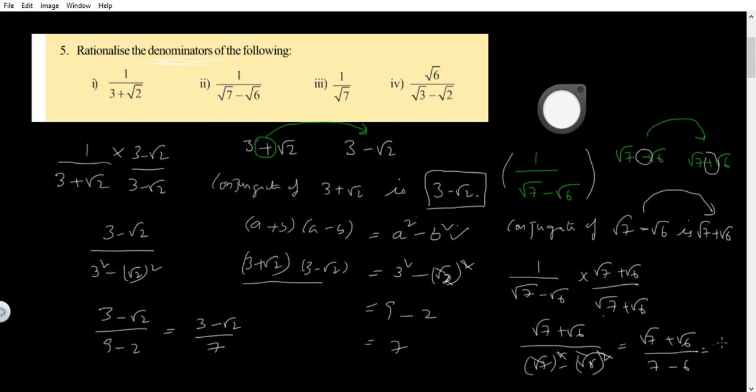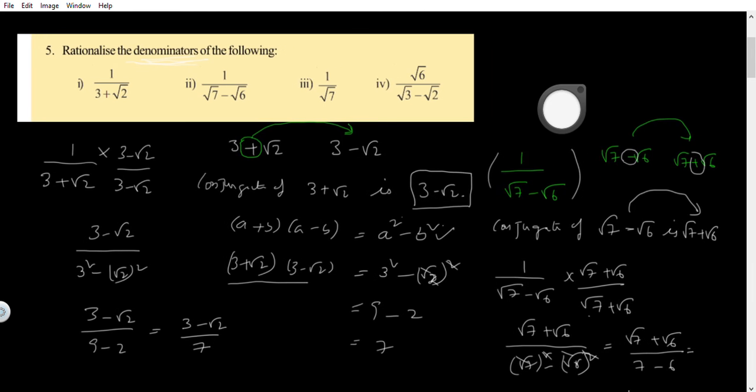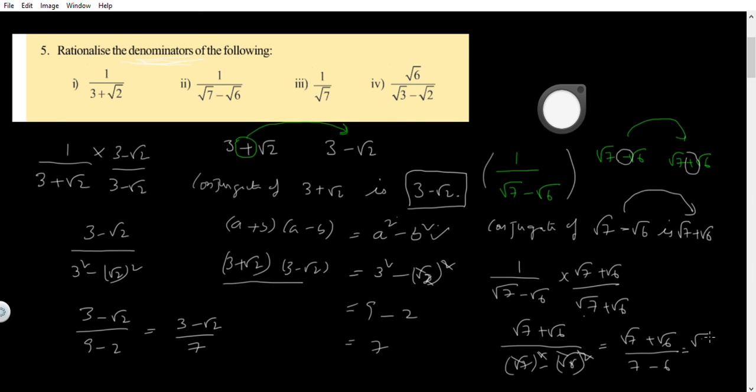That is nothing but root 7 plus root 6 by 1, which is nothing but root 7 plus root 6. I got my denominator as a rational number. This is the meaning of the question. Very, very important. You try the remaining two problems.